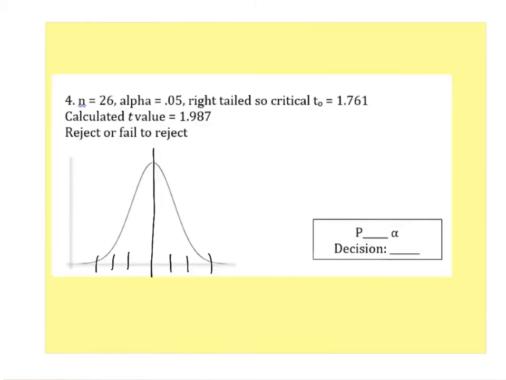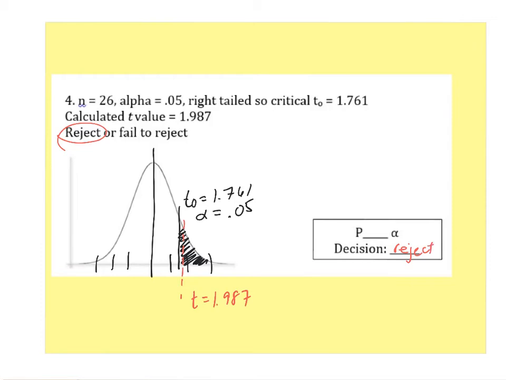One last time, the critical value from the chart at 26 in the sample, so 25 degrees of freedom, right-tailed 5%, would be 1.761. It cuts off approximately 5% of the curve. That's my alpha. If I do the calculated value from the sampling distribution, it falls at 1.987, and it does fall in the rejection region. If I want to compare the p-value, which is the calculated value to the tail, it shows up just a little bit less than alpha.